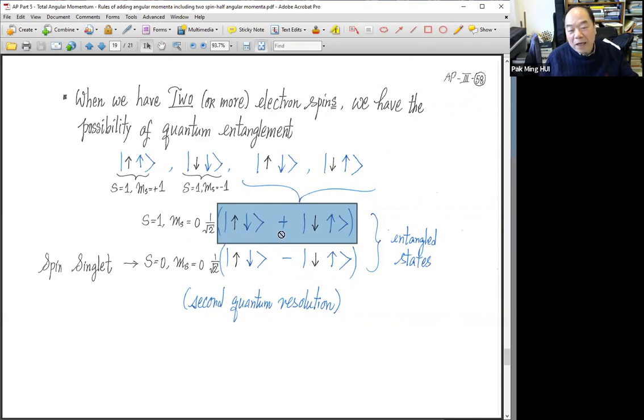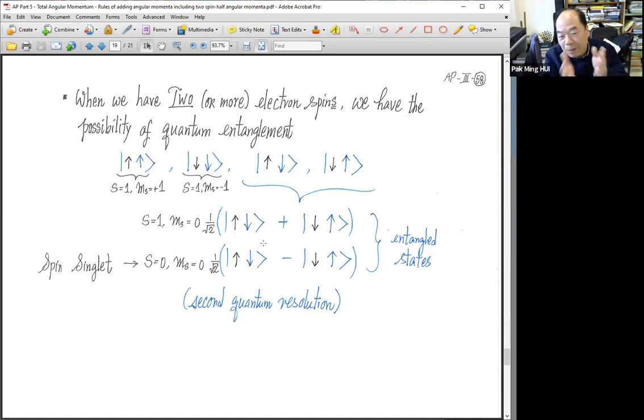Now, if you make a measurement on the second one, if it turns out to be down, immediately the first one is up. If it turns out to be up, immediately the other one must be down. You have a linear combination of things. The wave function collapses to this term. So you measure this and then this is realized. Now that is what we call an entangled state.